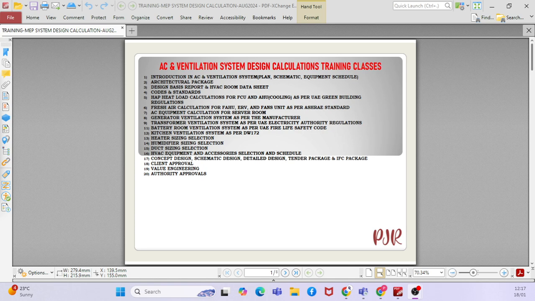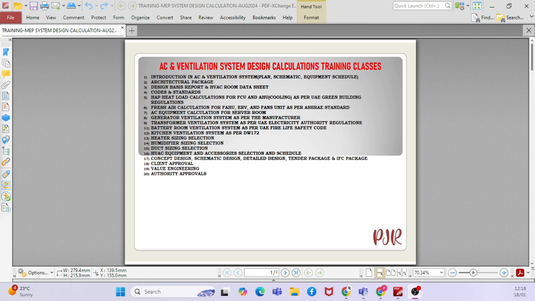You have water plant rooms, mechanical plant rooms, fire plant rooms. There are multiple plant rooms. Then you have multiple floors. Then you have a roof. Then you have a roof platform. So everything will come in the architectural package, just to get an idea how the architectural space planning is done.